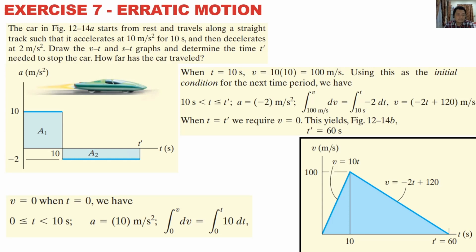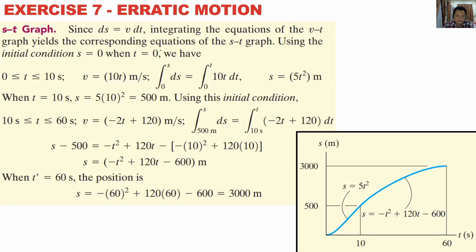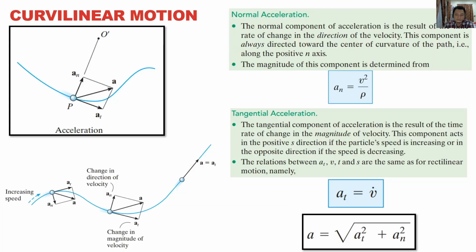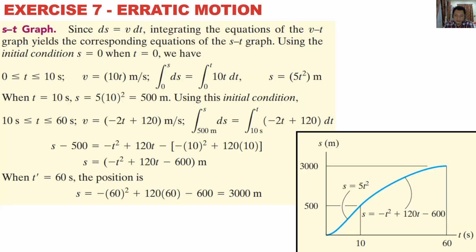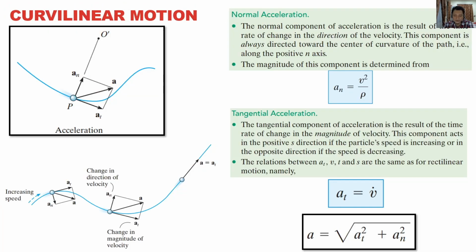Next, this is another example. Let's look at it. It's given this one already. I think you can read this on your own lah. We'll continue. You can read this on your own. Erratic motion. So next thing is something called curvilinear motion.